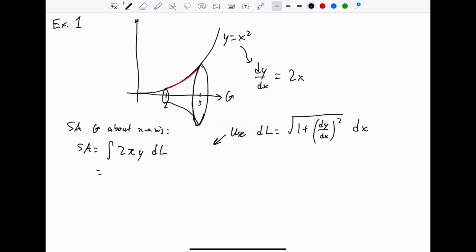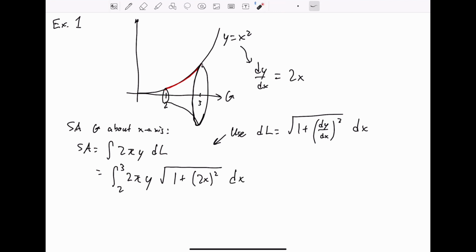So this integral becomes the integral of 2 pi y. And we're integrating along the x-axis because we're integrating with respect to x. So let's use the limits of integration x equals 2 to x equals 3. So those are the appropriate limits here. And dl is the square root of 1 plus dy/dx. We just found that dy/dx is 2x. So we have (2x) squared, integrating with respect to x.